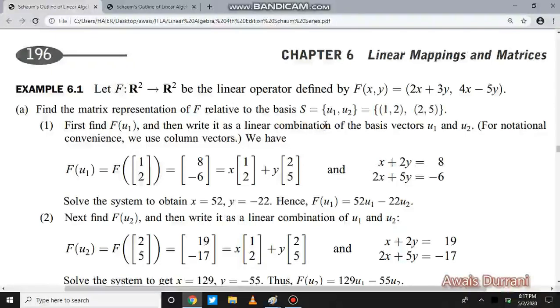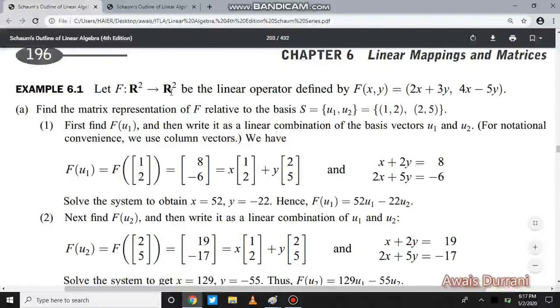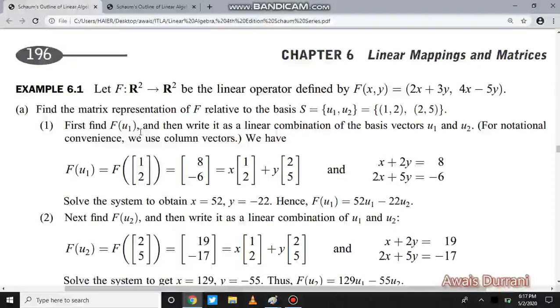For that, if this is u1, then I map f on it. Again, f is from R2 to R2, so if u1 belongs to R2, f of u1 will also belong to R2. I will write this f of u1 in the form of a linear combination of the elements u1 and u2. So for your understanding I will write this (1, 2) as a column so that you can understand it easily. So f of u1 means f of (1, 2). This u1 is written in the form of a column.